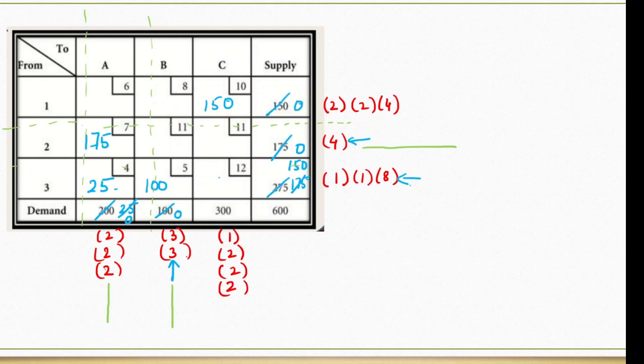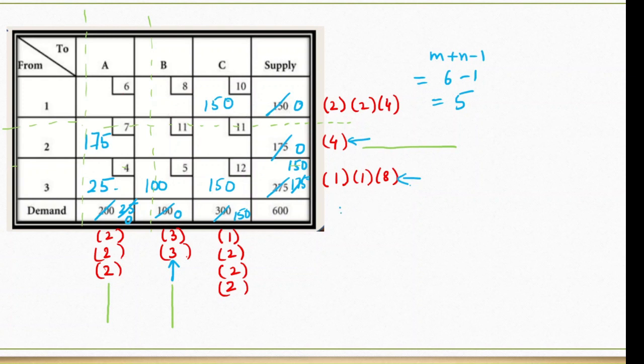And the last that we have is 150 for the demand, 150 for the supply, from source 3 to the destination C, so it is 150. So as we know, the positive allocations that we use to calculate is m plus n minus 1. So that's equal to 6 minus 1, which is equal to 5. So we can see that we have 5 positive allocations. So we have got the degenerate basic solution.